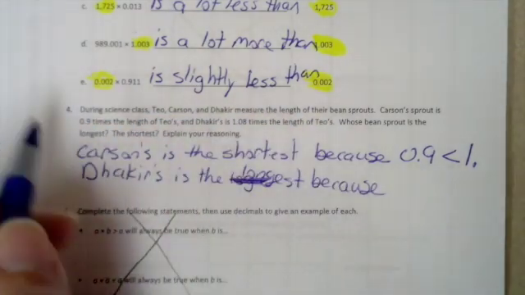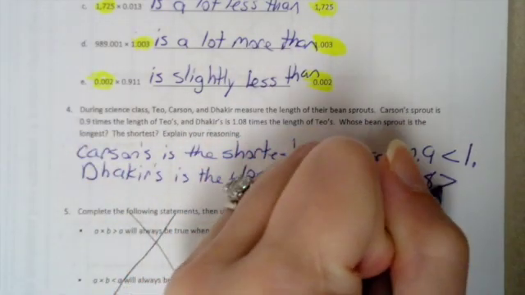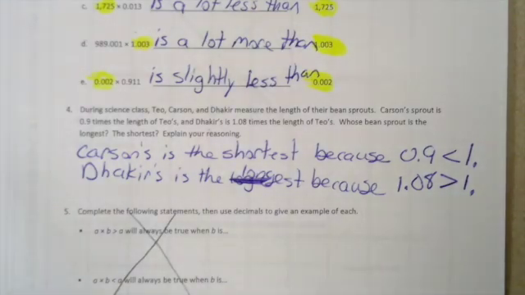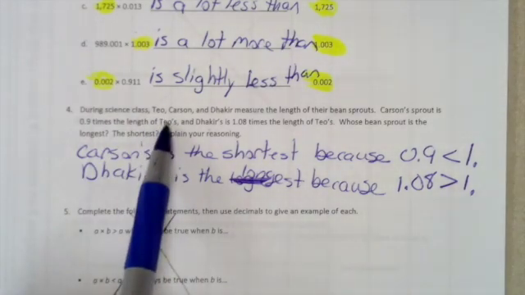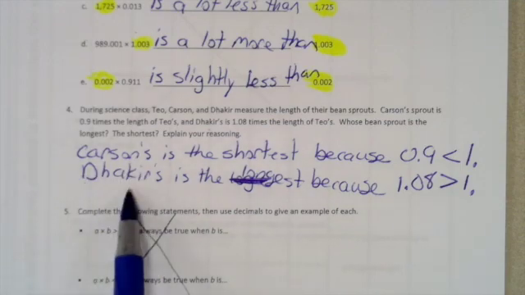Because 1 800 is greater than 1. So it doesn't matter what Tio's is. Carson's is going to be less than Tio's, and Dekeer's is going to be greater than Tio's. And Tio's is in the middle.